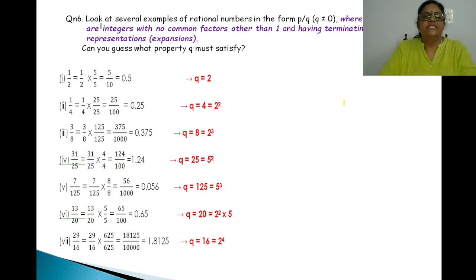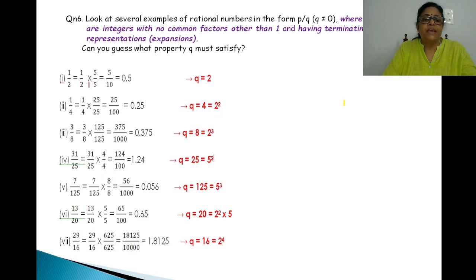Look at several examples of rational numbers in the form P by Q, Q not equal to 0, where P and Q are integers with no common factors other than 1, having terminating decimal representations or expansions. So what is the decimal expansion of 1 by 2? Here 2 into 5 is 10. So 1 into 5 is 5.